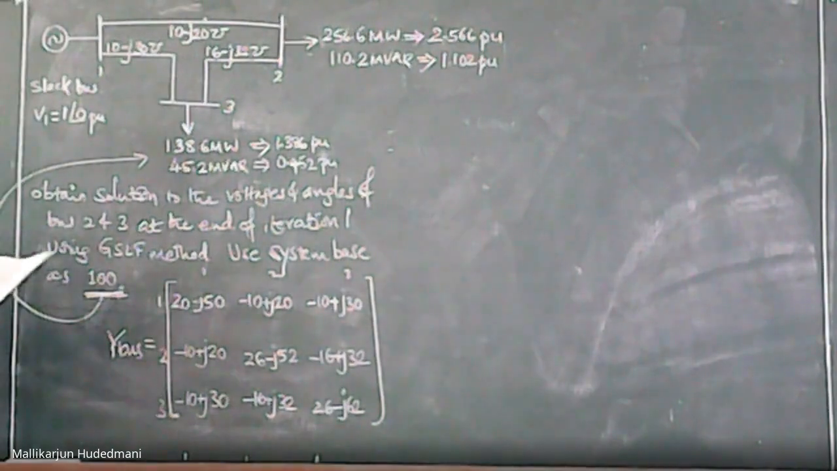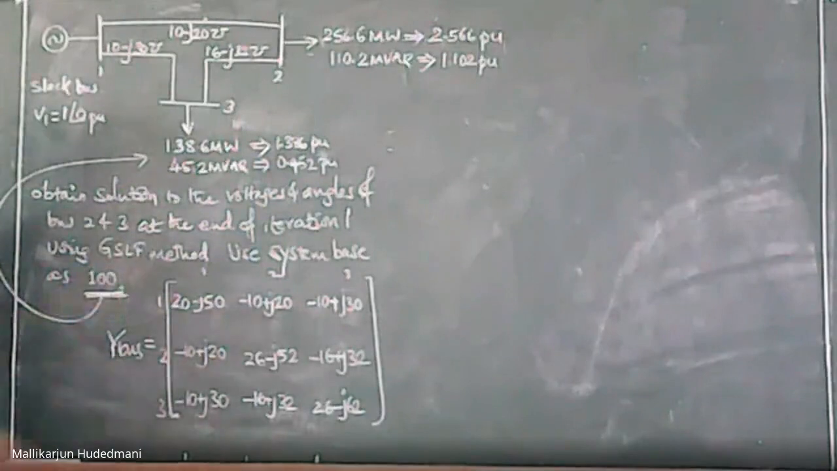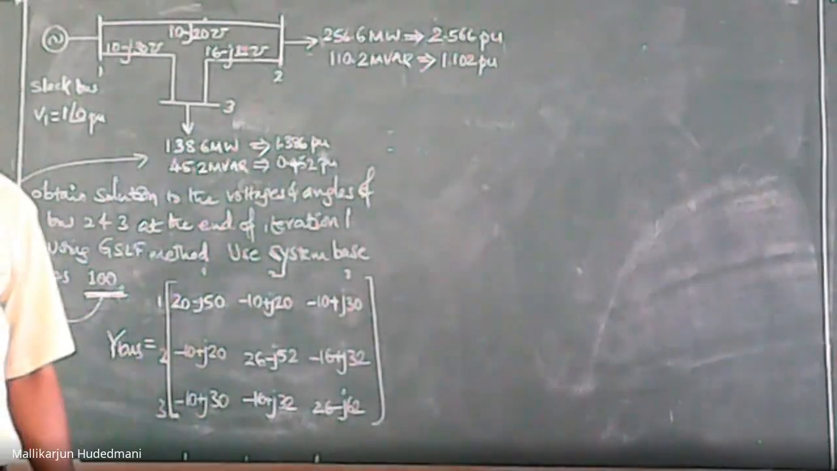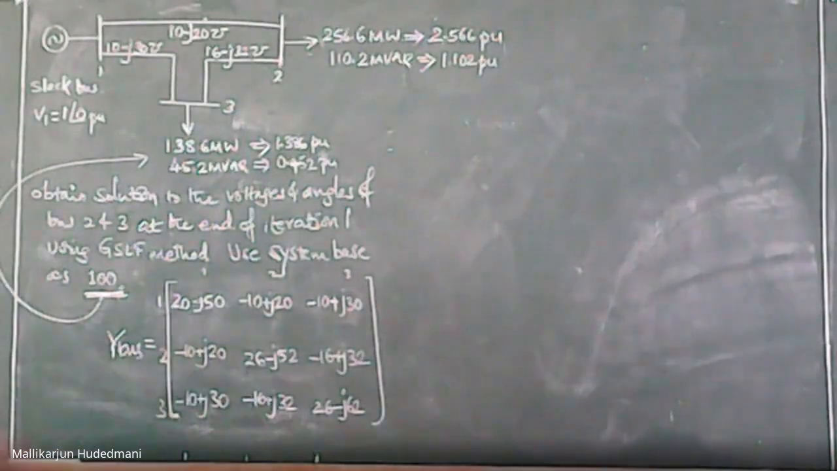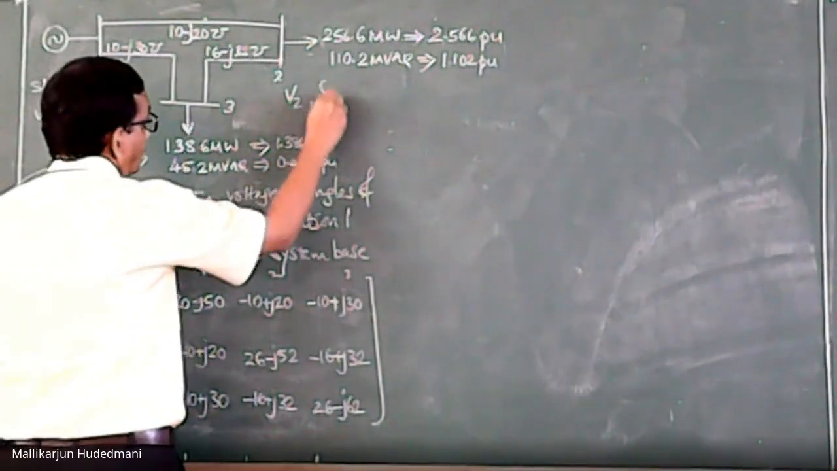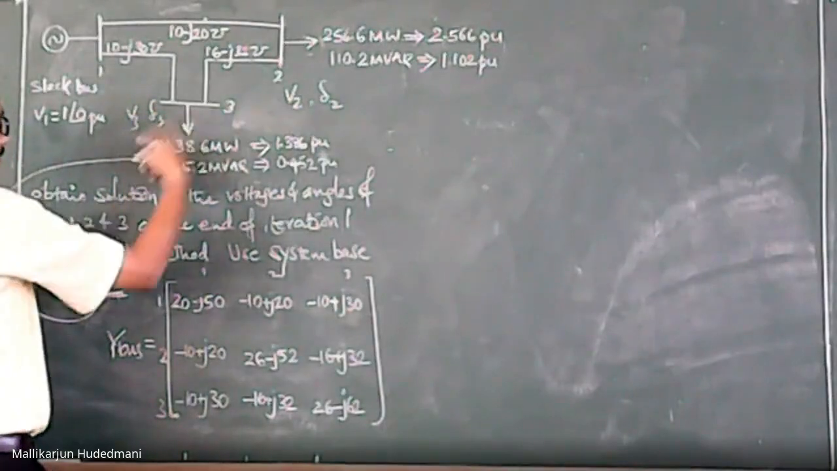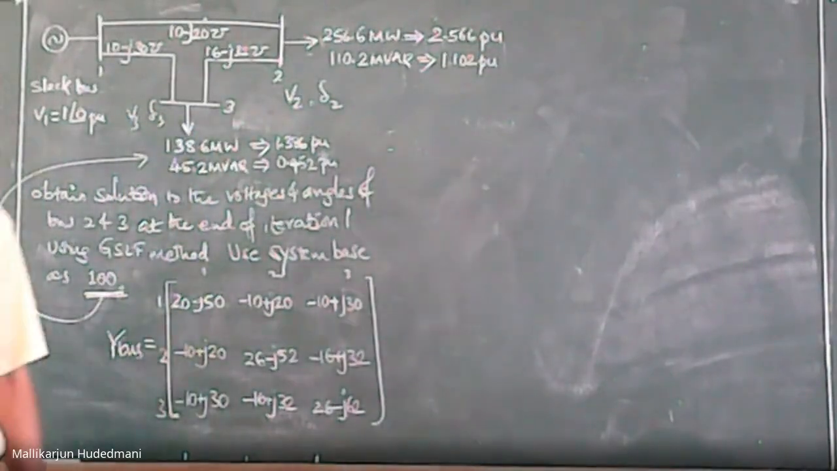Now, once I am ready with Y bus, having all this data converted, what is my next step? What are my unknowns? Calculation of V2. What is V2? What is delta 2? What is V3? What is delta 3? These are my unknowns. I want to calculate them.